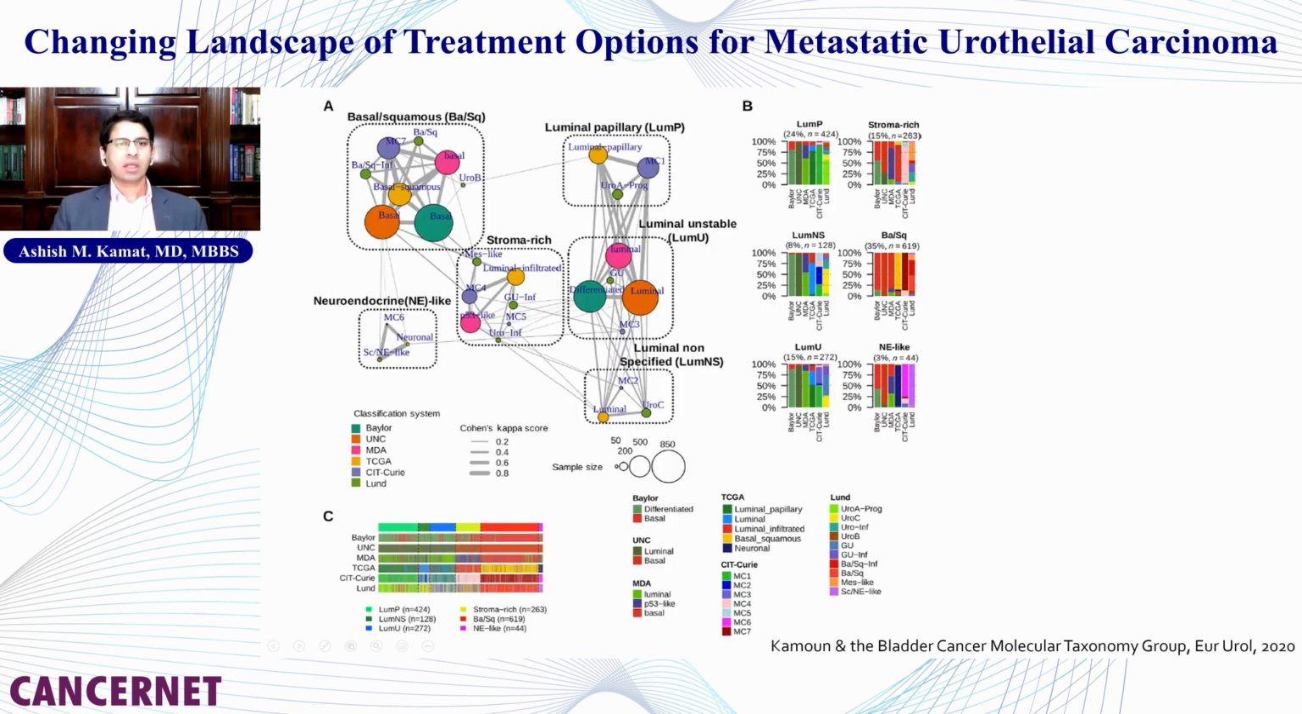So essentially what this consensus classification does is identify basal squamous as one large subgroup, the luminal papillary as another one, then you have the luminal unstable and the luminal non-specified. At one end of the extreme, you have the neuroendocrine-like feature subtype, and this is a smaller group, but a very significantly different group from the rest. And then in between, and this sort of overlaps a little bit with the P53-like subtype that we found at MD Anderson, there's a stroma-rich group of patients.